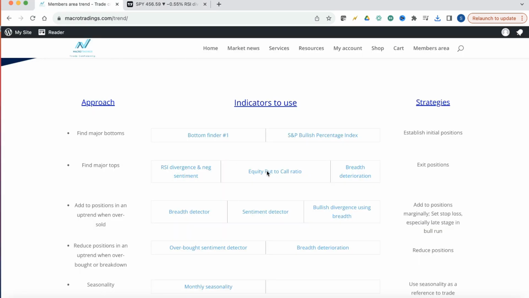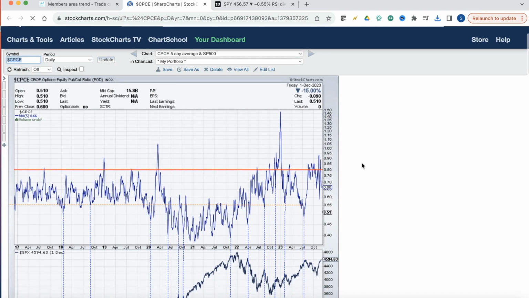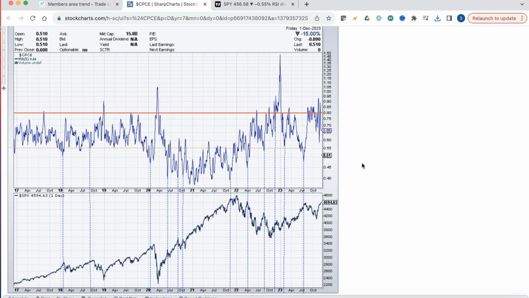Let's take a look at the second indicator, equity put-to-call ratio, which measures the amount of equity puts to the amount of equity calls, a proxy of the retail trader's overall sentiment. When the ratio is high, it means there are lots of puts and fewer calls, indicating an overall bearish sentiment. On the contrary, when the ratio is low, it means there are lots of calls and fewer puts, indicating an overall bullish sentiment. However, it's a contrarian indicator because when the herd is fearful, it usually means the bottom is near, and when the herd is greedy, it usually means the top is near.